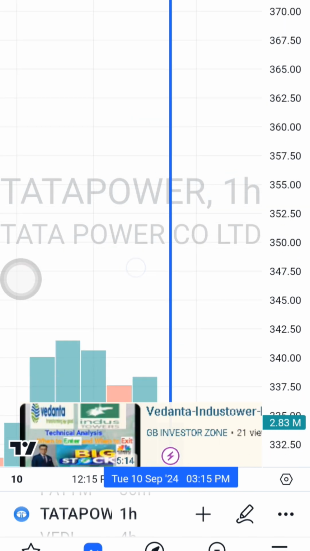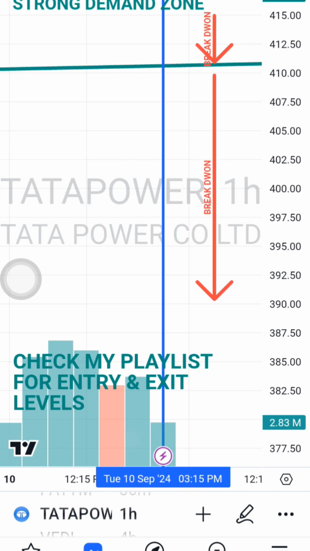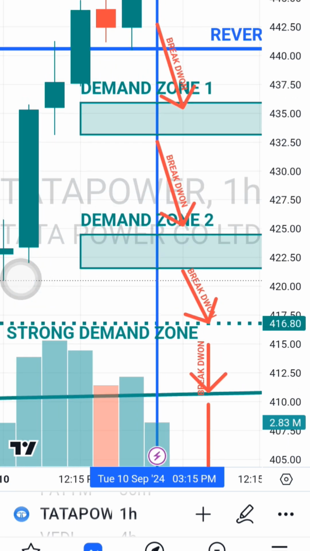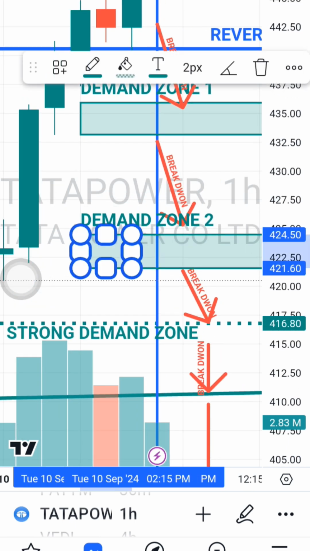Now we will see the breakout levels. Near the demand zone 2, any bounce back from the strong demand zone or demand zone 1 or 2 will be a good entry opportunity. How to make an entry at demand zone, that I will explain at the end of the video. Now we will see the breakout.